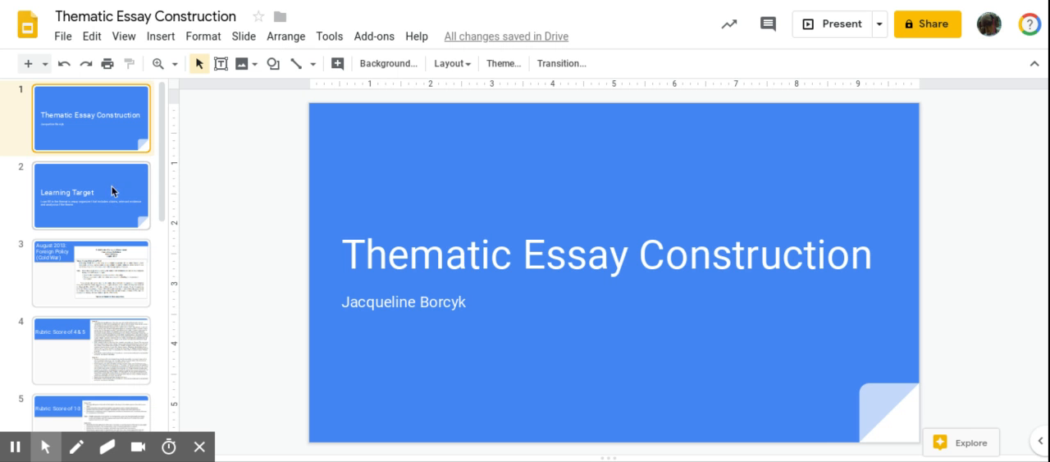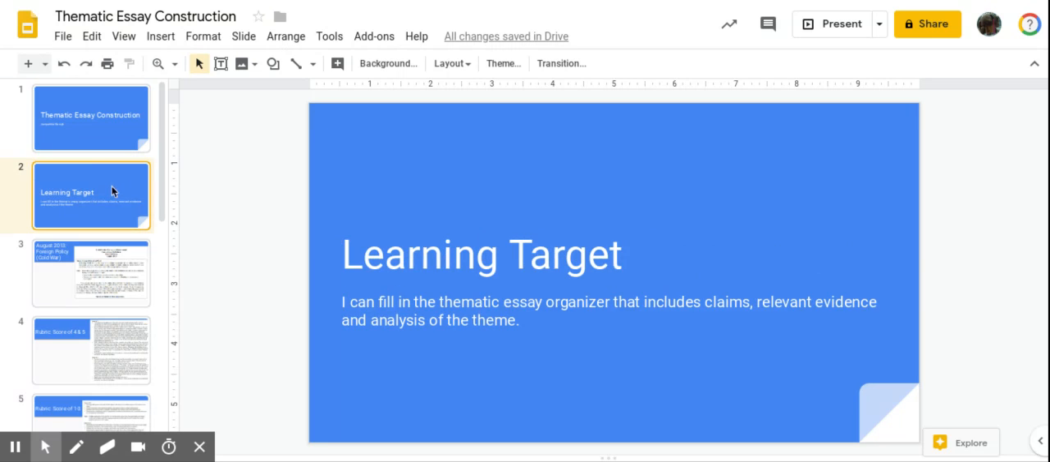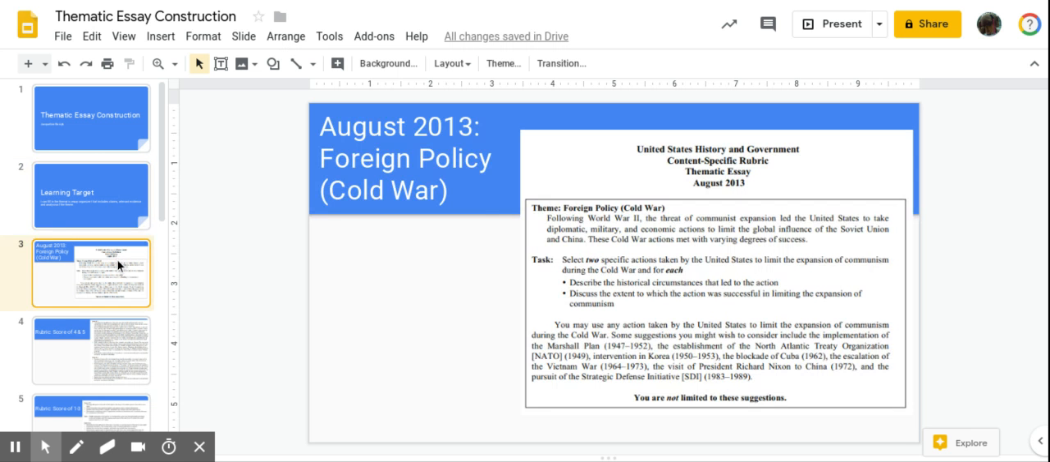So I would begin the lesson by just going over the agenda as well as going over the learning target. The learning target for this lesson is: I can fill in the thematic essay organizer that includes claims, relevant evidence, and analysis of the theme. So here's the August 2013 task for the thematic essay.